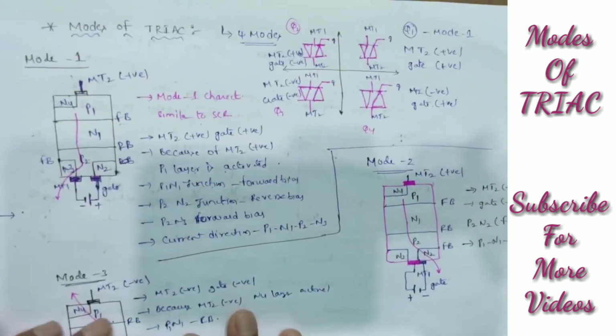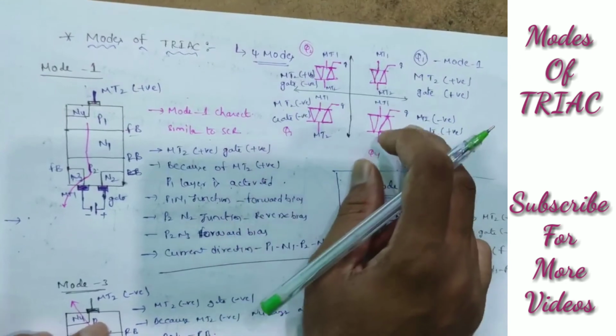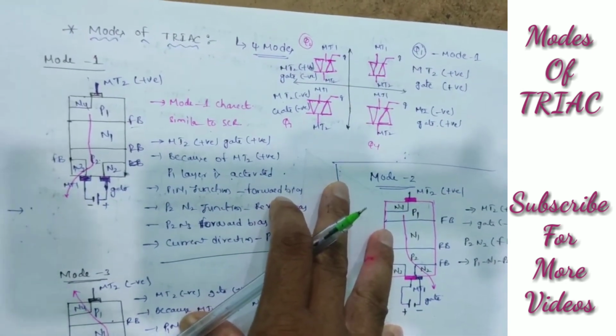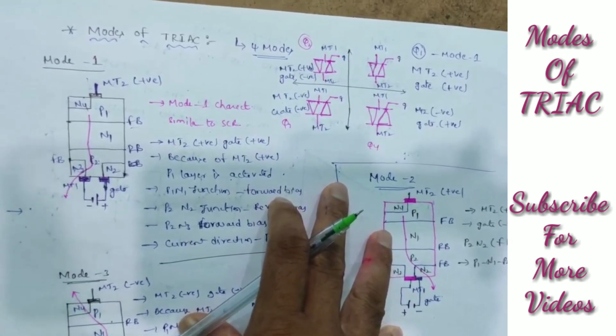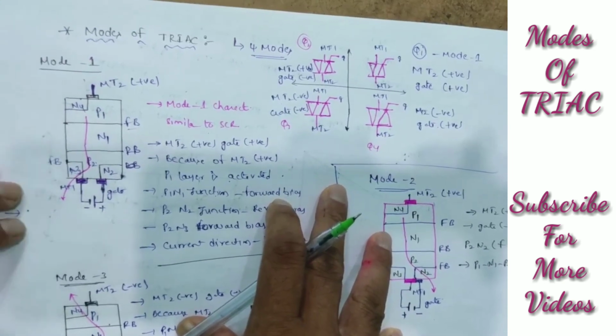This is about the modes of triac. There are 4 modes. We are only indicating the terminals of MT2 with respect to the gate terminal. We are writing the modes only. So this is about the modes of triac.